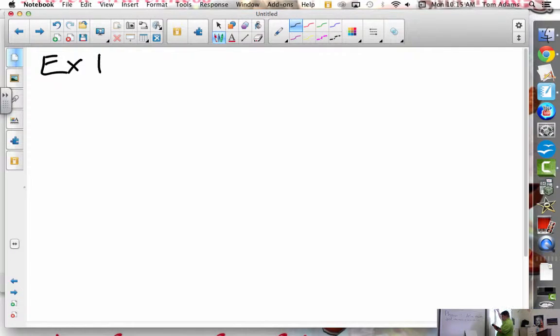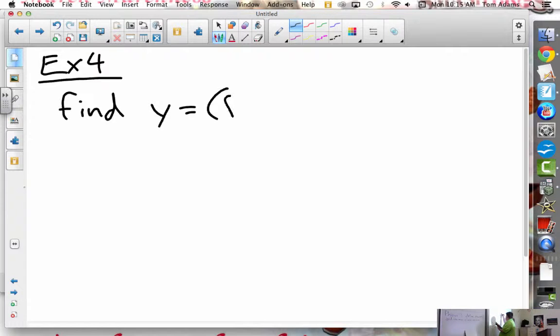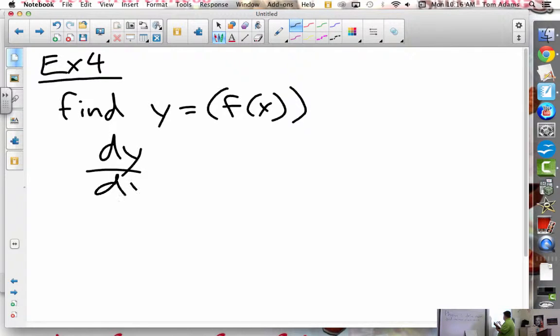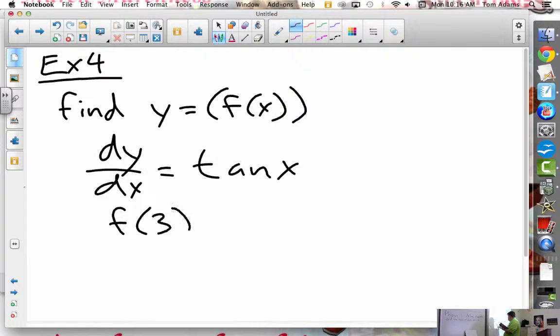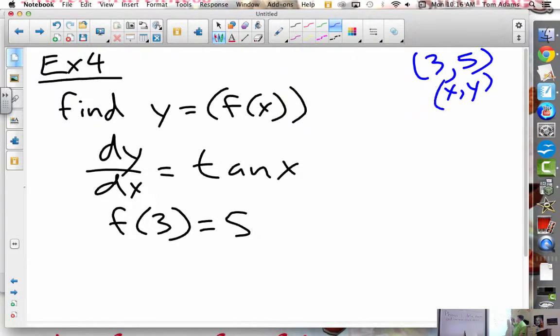So example number 4 wants us to construct a function given some information, given that dy/dx is equal to tangent of x and f of 3 equals 5. So what we could do is go through, take the antiderivative, and then evaluate and figure out what c is, because we know that the antiderivative has to pass through the point (3, 5), right? In other words, (3, 5) is a point on both the tangent line and the original curve.